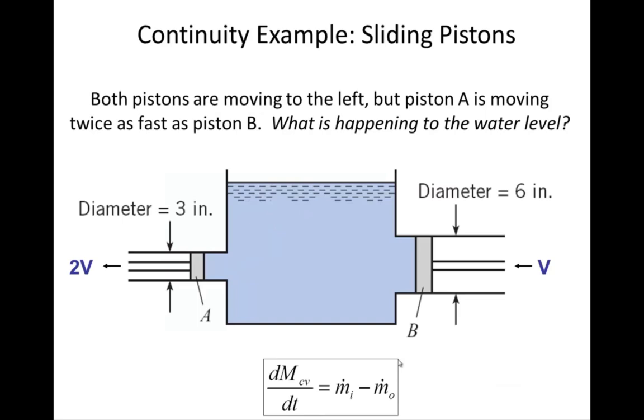In this next example, we're going to be considering a tank where there's a piston moving to the left that's forcing water into the tank, and a smaller piston, moving to the left, that's withdrawing water from the tank. And so what we're interested in here is what's happening to the water level over time. In other words, is the water level constant, meaning that the flow in is equal to the flow out? Is the water level falling, which would mean that the flow out is bigger than the flow in? Or is the water level rising because the flow in is bigger than the flow out?